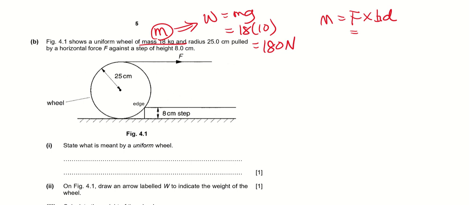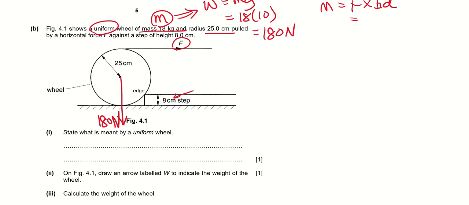180 newtons, and because it's a uniform wheel, it must be acting vertically downwards from the CG. And it has radius of 25 cm. It's pulled by a horizontal force, F, against a step of height 8 cm. 8 cm is over here, yeah?